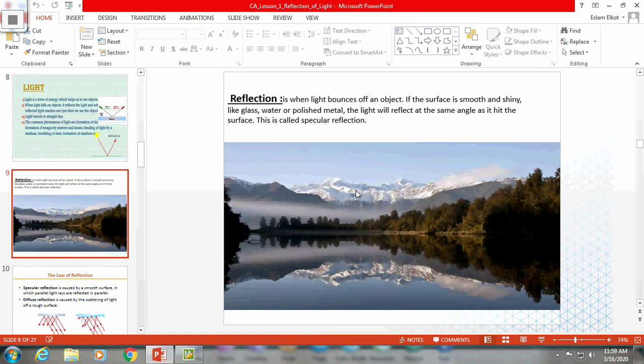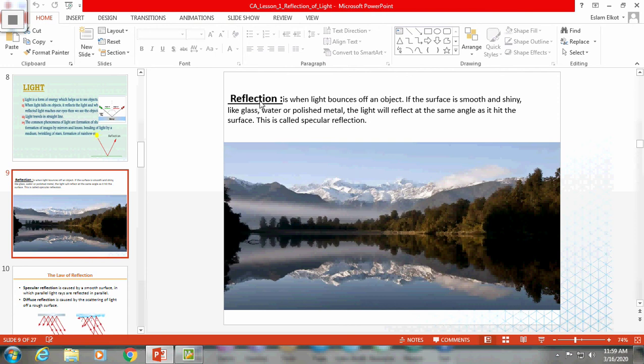Reflection. What does reflection mean? From the pictures in front of you now, you can understand what the meaning of reflection is. Reflection means the picture is reflected to your eye.